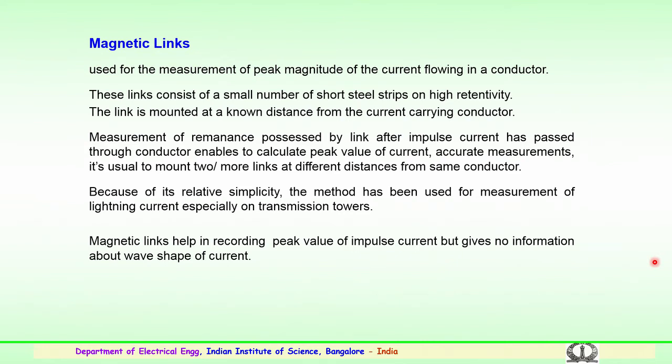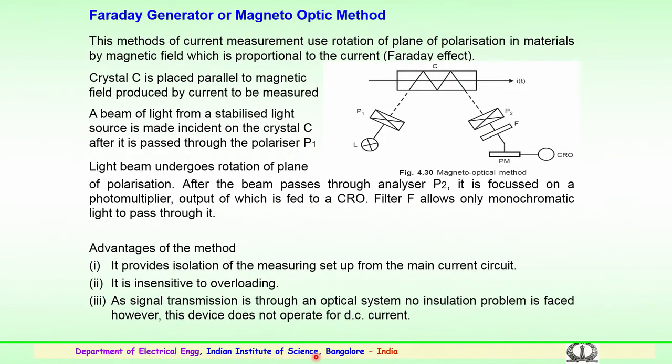Because of its relative simplicity, this method has been used for measurement of lightning current, especially on transmission towers. So, the magnetic links are provided on the transmission towers. The magnetic link helps in recording the peak value of impulse current or surge currents, but these give no information about the wave shape of the current. So, that is the important point. The second method for current measurements is the Faraday generator or the magneto-optic method.